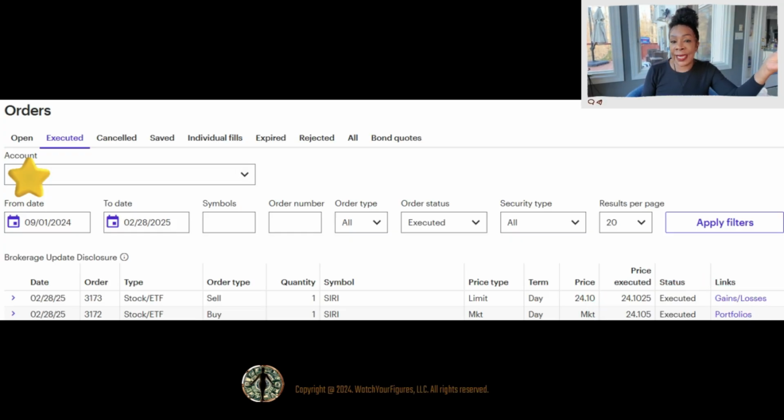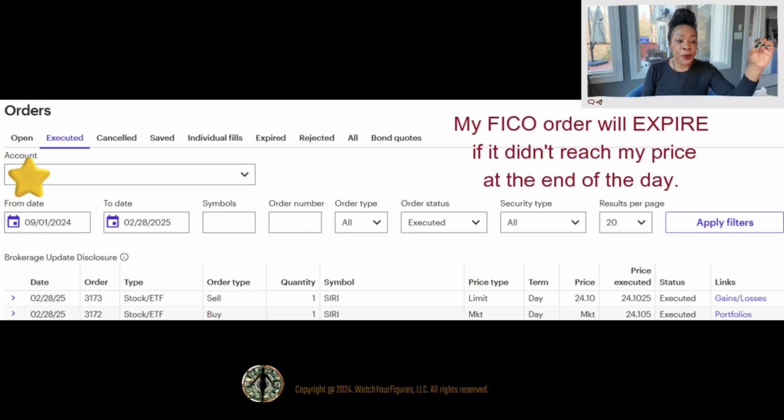And I can look at my gains and losses for each one of those. You also have your canceled orders. Like I said, the one that I had for FICO, I already know it's going to be canceled, right? So later on, I will come back and see what my status is, and more than likely it will be canceled.